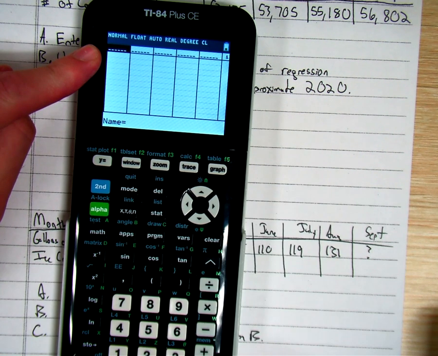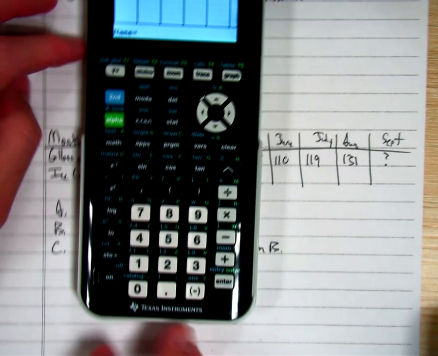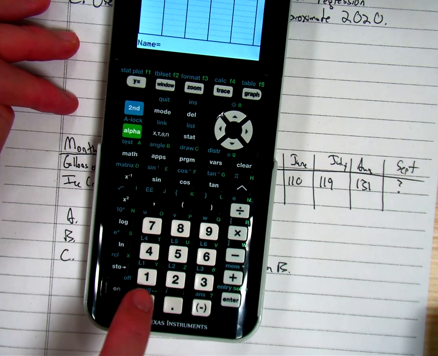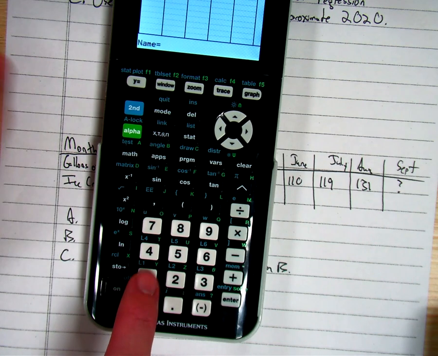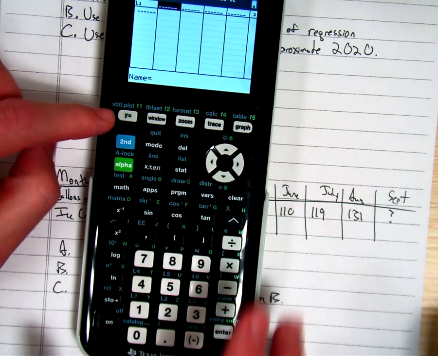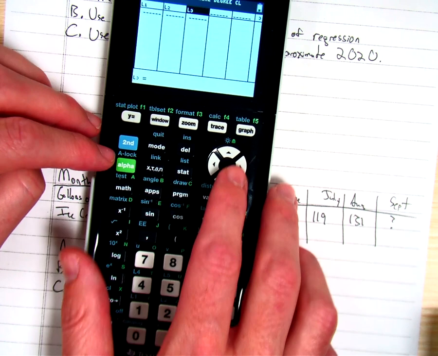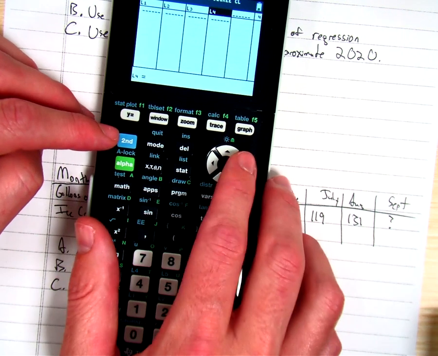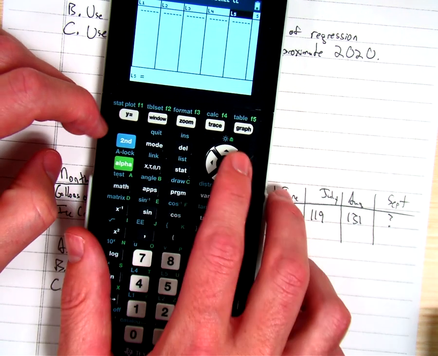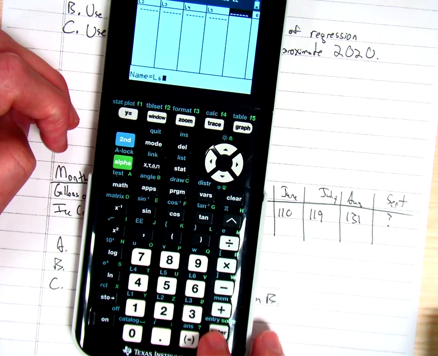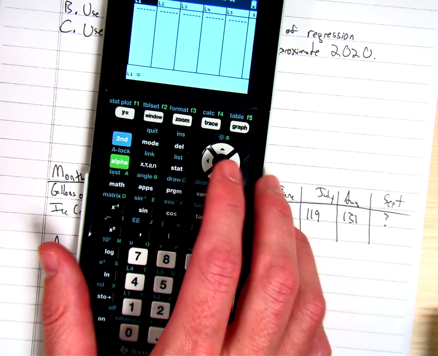Now we're going to push second 1. See how the second 1 says L1? Enter. And you can do that same process, second 2, to get all your names back in. So it's just a bit of a nuisance, and it only goes through 6. Okay, so now we're back to L1.